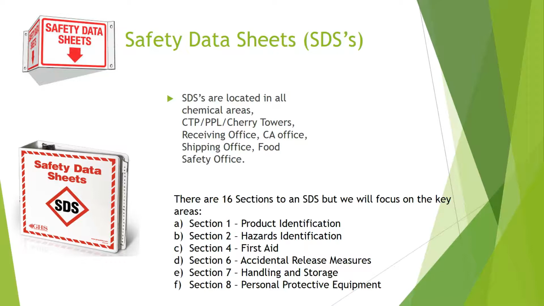Section 7, Handling and Storage. It's recommended precautions for safe handling and storage. Section 8, Personal Protective Equipment. That tells us the exposure limits, engineering controls, and recommended PPE. If you don't know where SDSs are located, you're more than welcome to ask your leader or supervisor to show you where this information can be found.